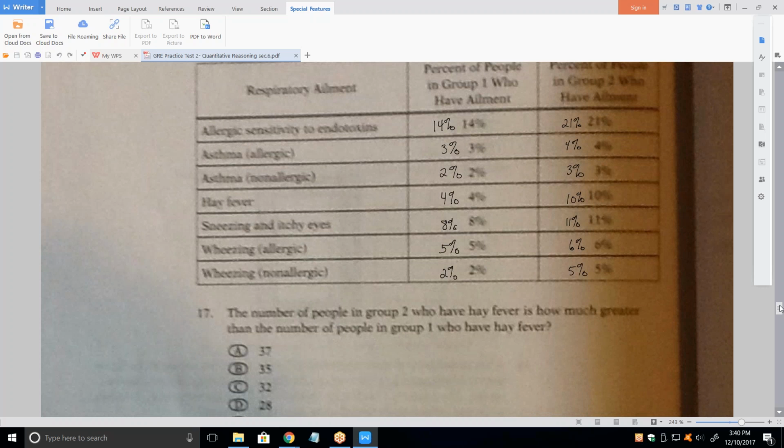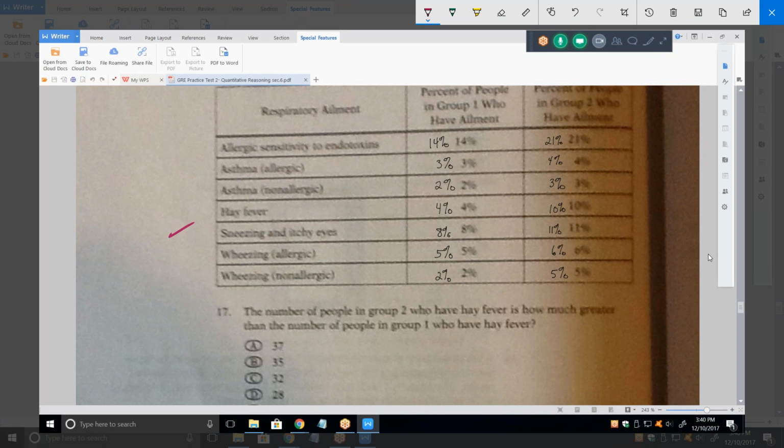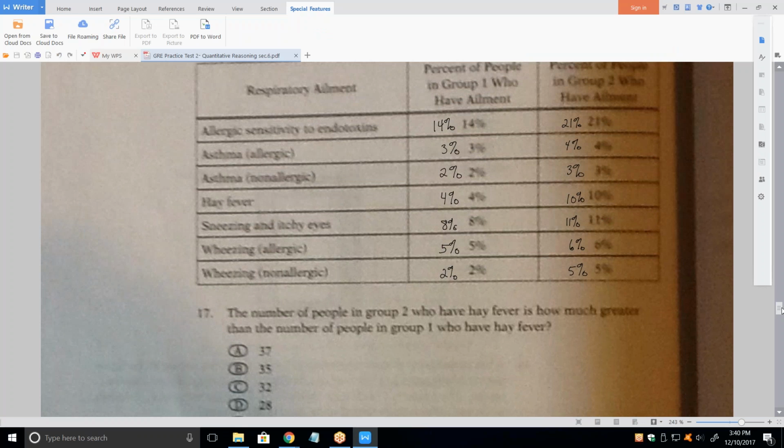And the two ailments are sneezing and itchy eyes. So we're looking at the number of people, right? So sneezing and itching eyes in group 2 is what we need? We need sneezing, yeah, that's just one category. Okay. So there are 44. Okay. What is in group 1? And group 1, I didn't do that one. That one is 8 times 3. 24.